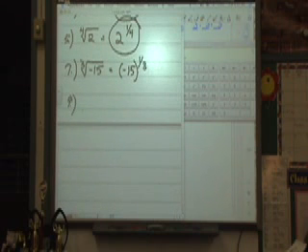Number 9, you have the 6th root of 10. So that would be 10 to the 1/6 power.